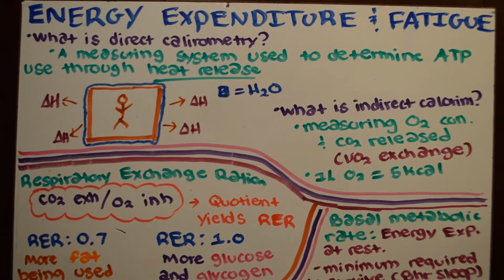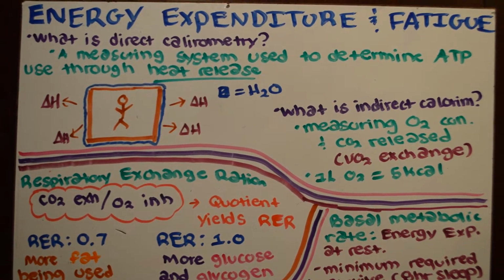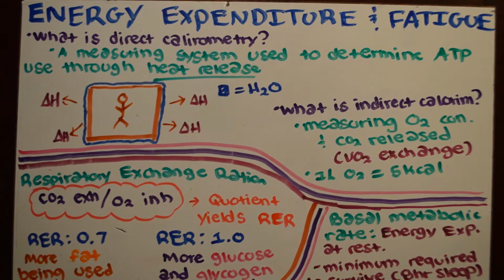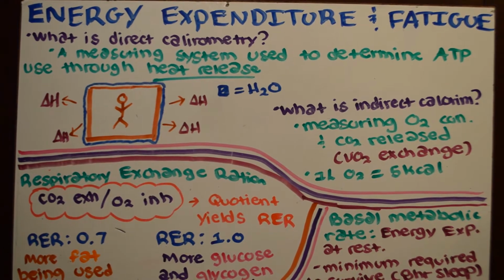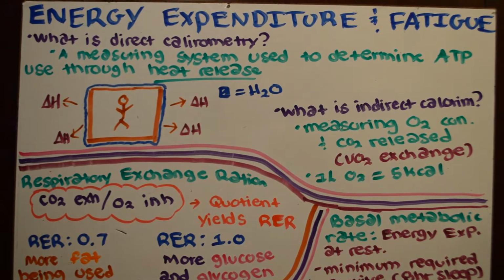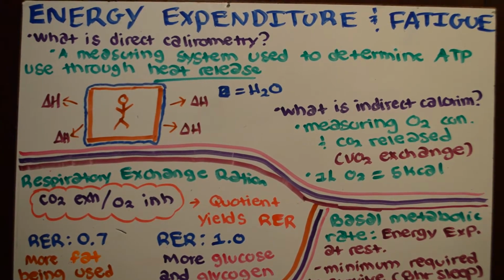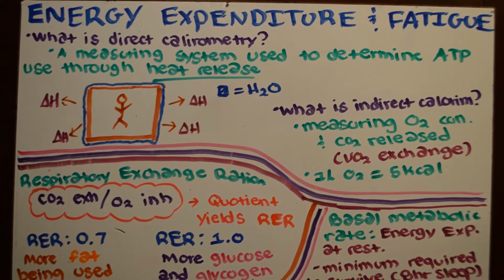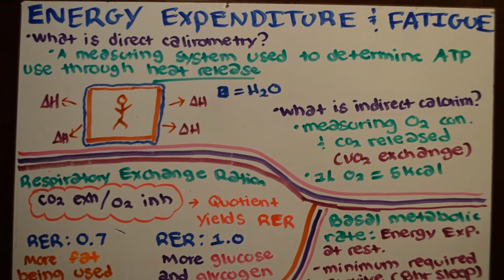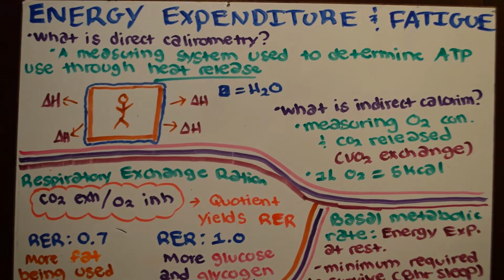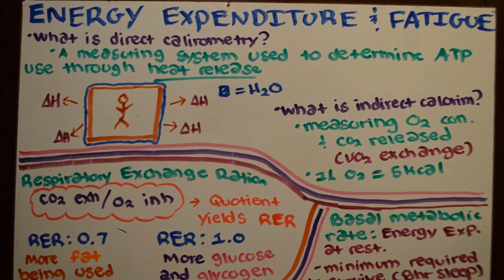What is direct calorimetry? Cannot say it, but that is besides the point. It's just a measuring system used to determine ATP use through heat release. If you remember earlier in the semester, we learned that ATP is the main energy or fuel source of the body. Direct calorimetry measures this through heat release, because ATP, if you haven't taken biochemistry or general biology, gives off heat in the process of it being formed.